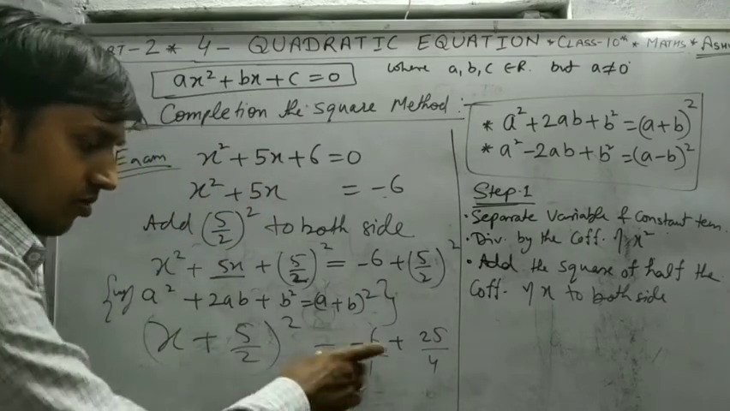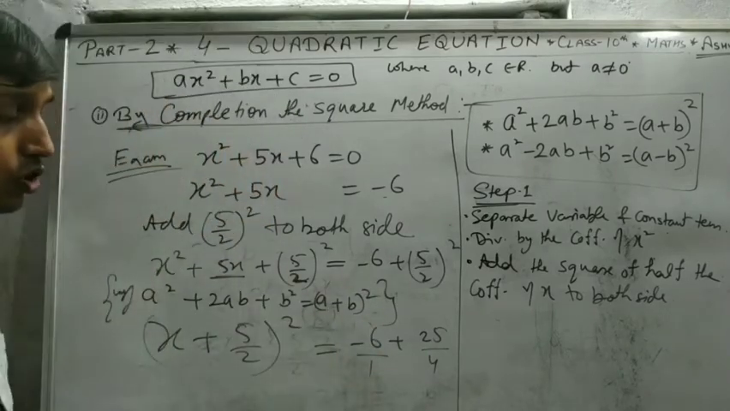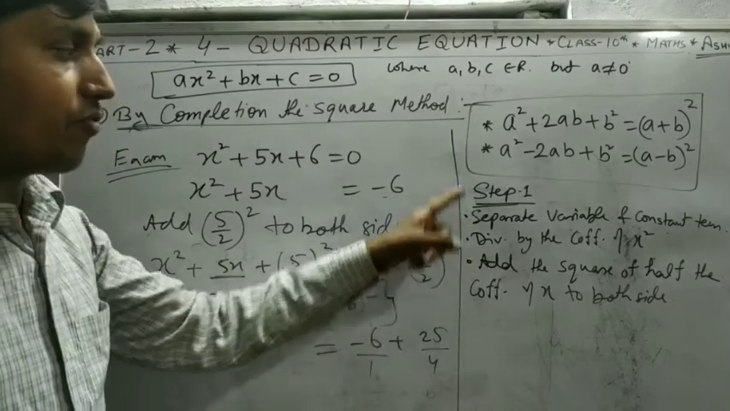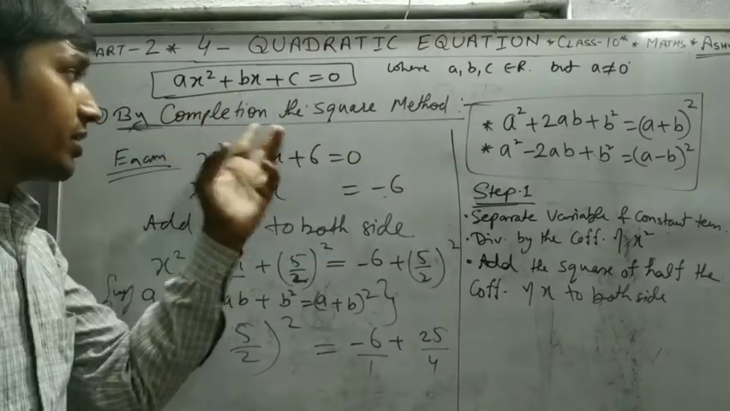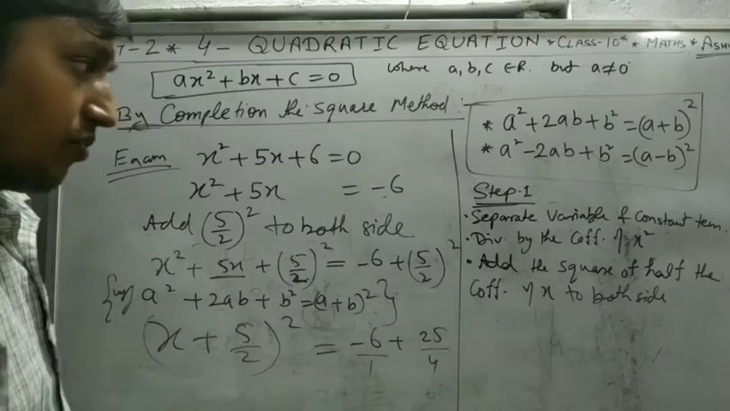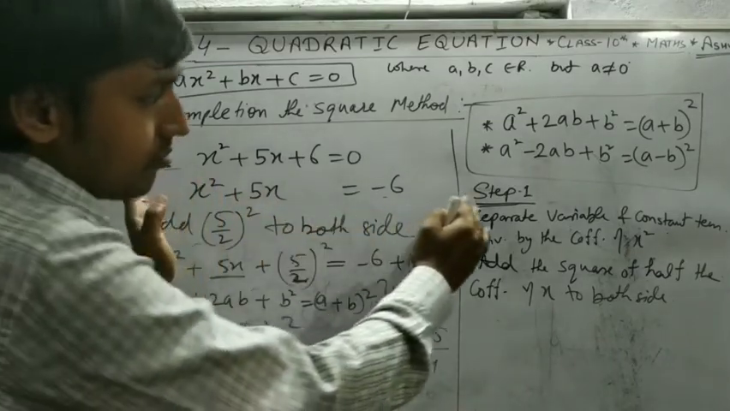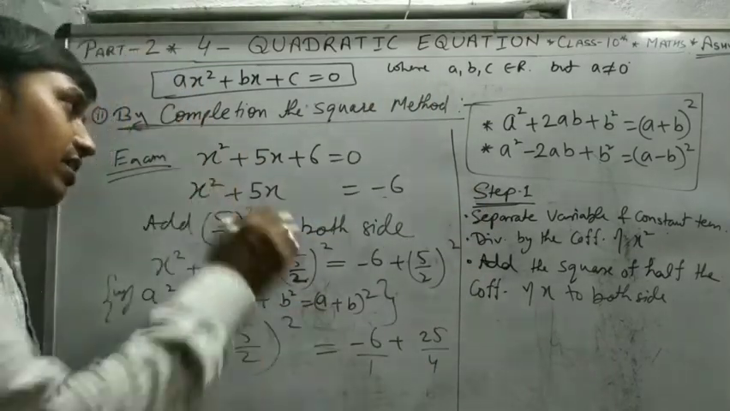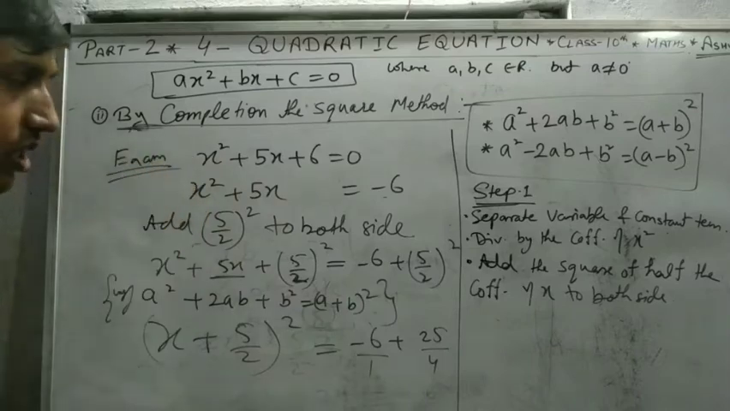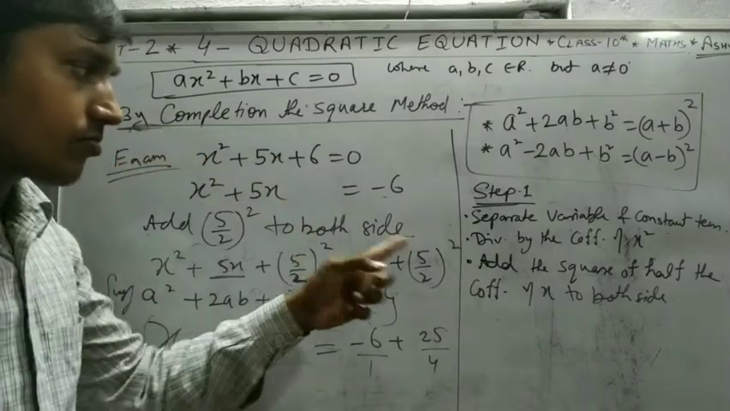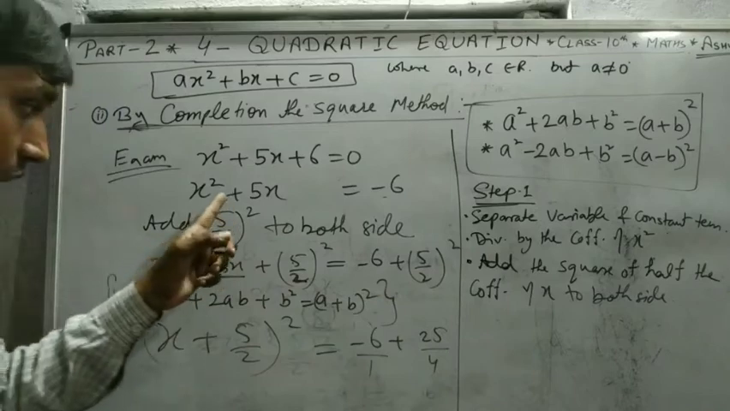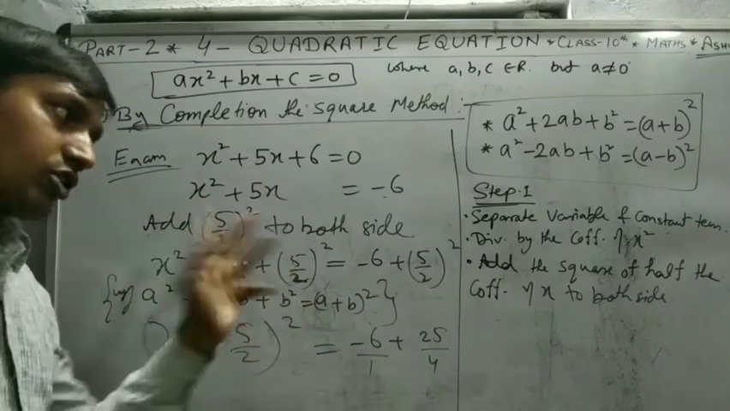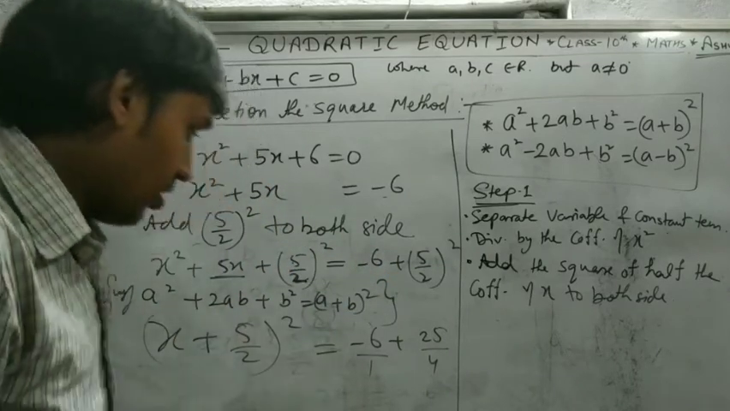So there are 3 main steps for solving by the completing the square method. First, separate the variable and constant terms. Second, divide both sides by the coefficient of x square, whatever it is. Then add the square of half the coefficient of x to both sides. Okay.